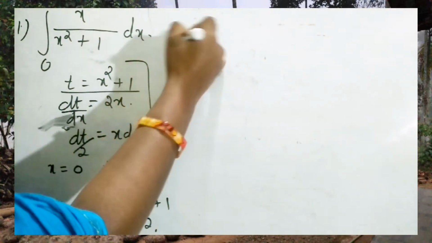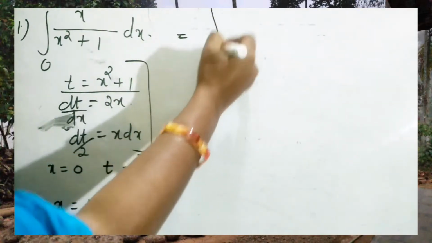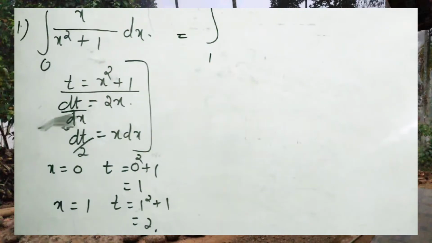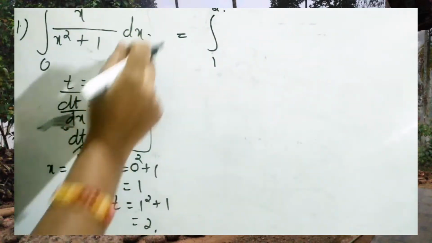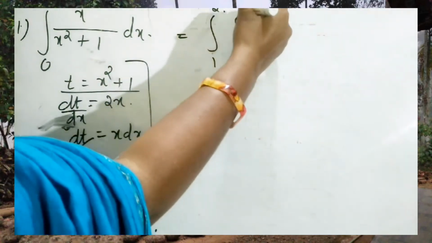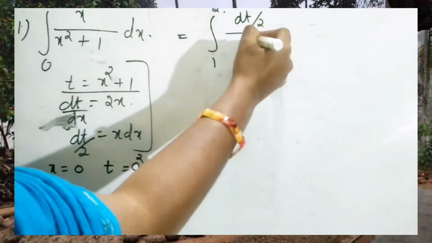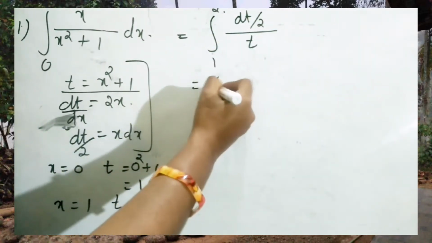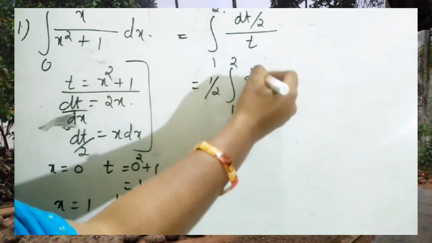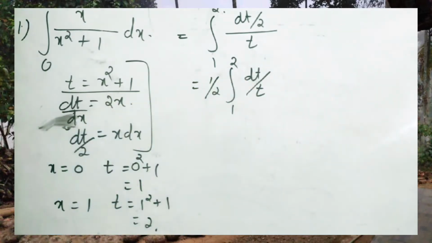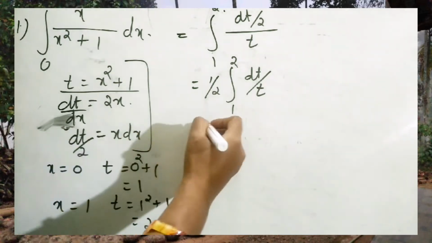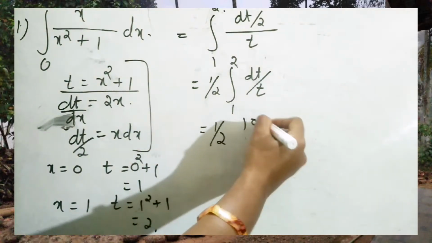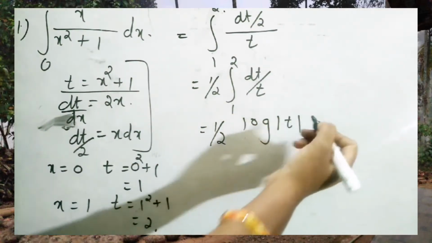Now this integral becomes integral 1 to 2, not 0 to 1, it is 1 to 2. Integral 1 to 2 x dx, that is dt by 2, divided by t, and this is equal to 1 by 2 into integral 1 to 2 dt by t. And what is this integral dt by t? That we know, that is log mod t.